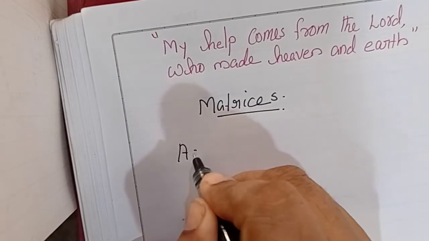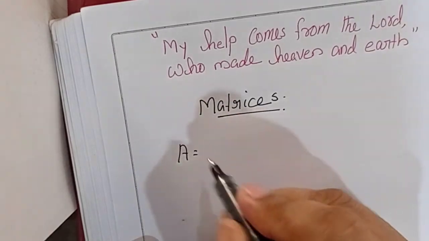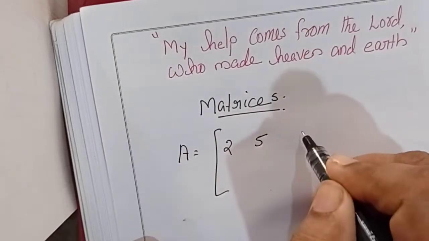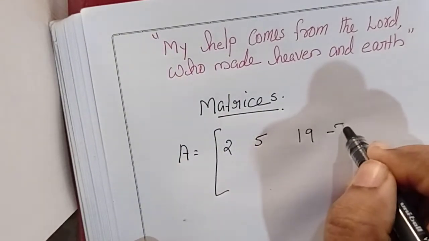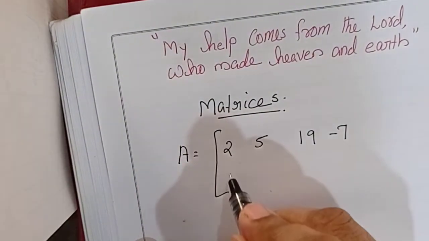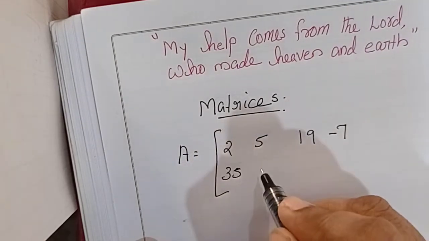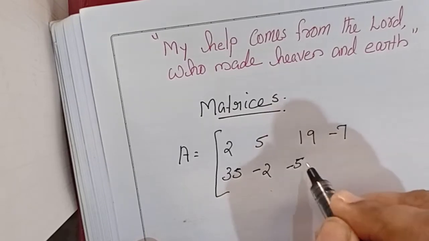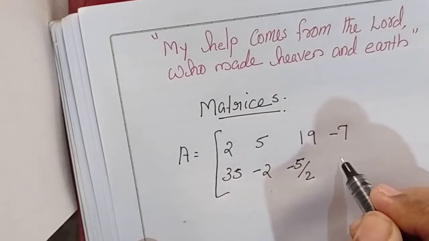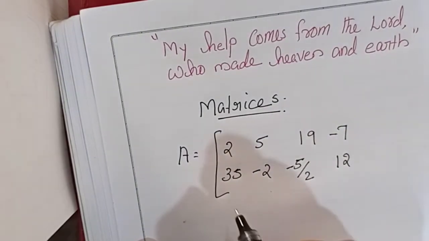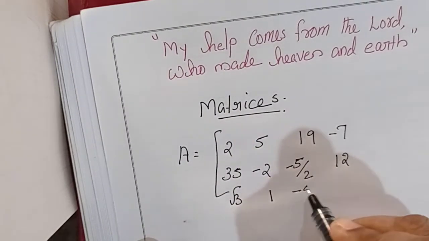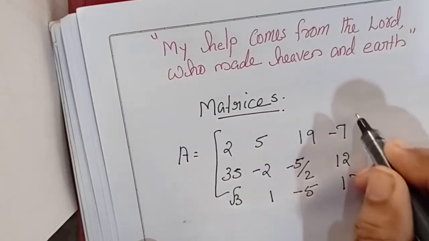A is the matrix: 2, 5, 19, minus 7. Second row: 35, minus 2, minus 5 by 2, 12. Third row: root 3, 1, minus 5 and 70.